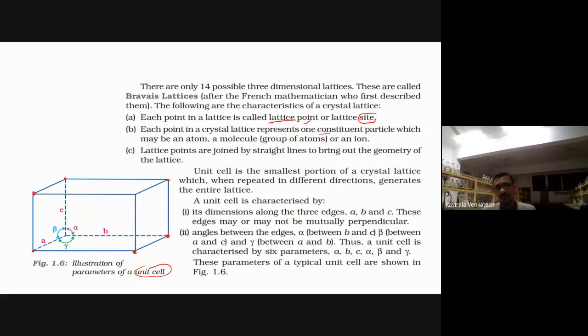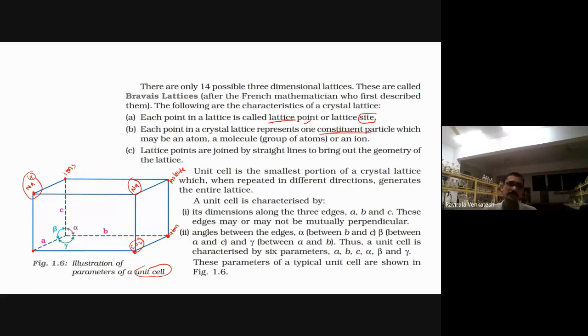This is important. What is the meaning of this point? It may be occupied by an atom, or a molecule, or an ion. It may be Na plus, or sodium, or something like carbon dioxide. That means it may be a molecule, or an atom, or an ion. So if you observe the crystal lattice, the lattice points are nothing but constituent particles.